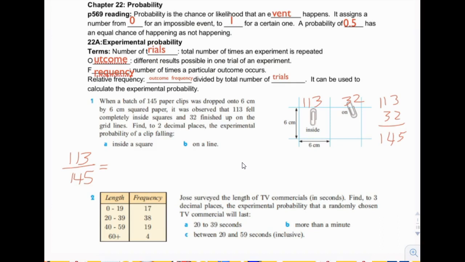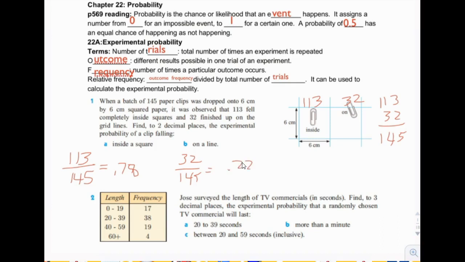Let's use the offline calculator for that. 113 divided by 145 is 0.779. They asked for two decimal places, so it would be 0.78. Okay. Then it asks the same thing for on the line, so that would be 32 out of 145. So that would be 0.22.